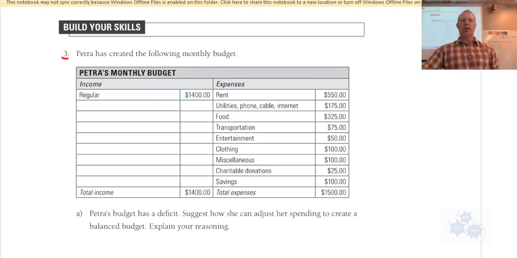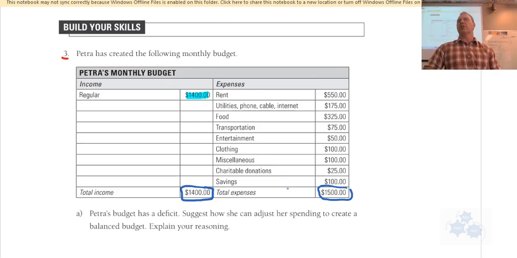So this is her regular income, $1,400. Her expenses are listed on the side here. Now, we don't have to do any work here on adding these up because they've already added up the expenses for us. Now, we see a problem here, don't we? The problem is that right now she's spending more than she's making.